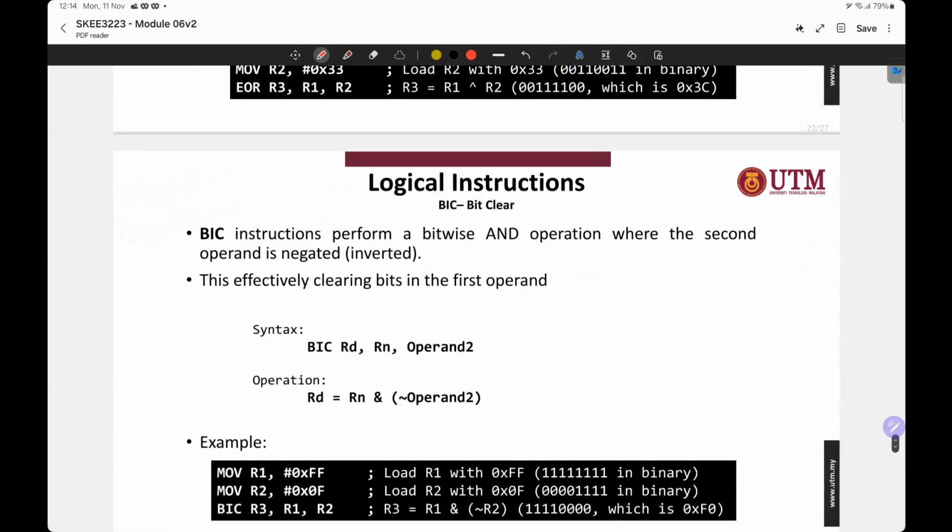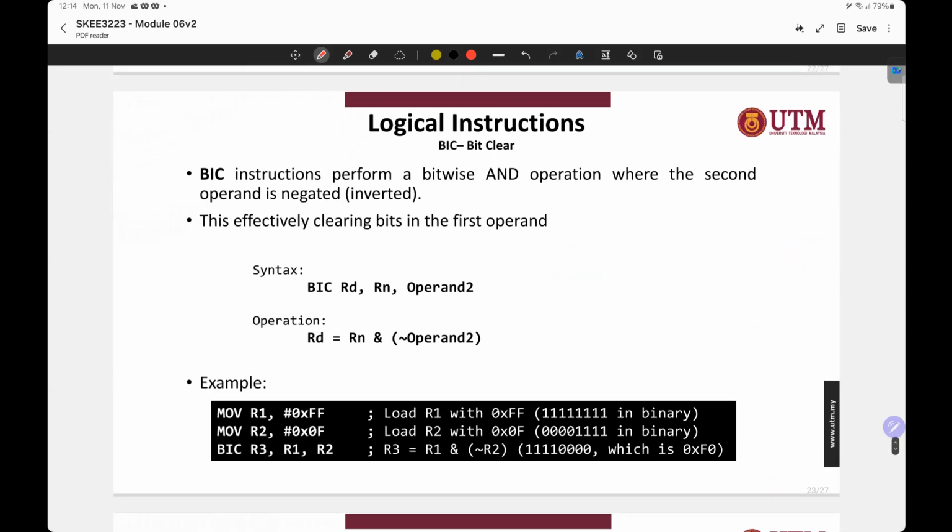Any question up until here? Ada soalan tak? Tak ada. Okay, if no question, then we move on to the next instruction.